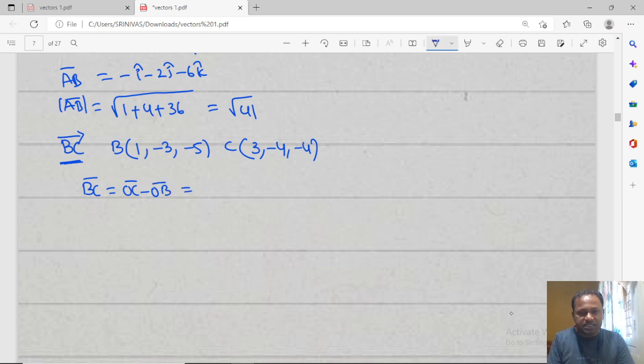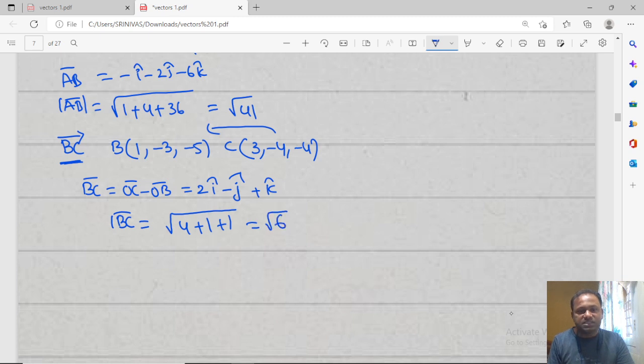OC minus OB is equal to, from here to here. So what we get? 3 minus 1, 2 i cap; minus 4 minus into minus plus 3, minus 4 plus 3 value, minus 1 j cap; minus 4 plus 5, minus 4 plus 5 will be 1 k cap. So the answer will be mod BC bar is equal to under root of 2 square 4 plus 1 plus 1. How much? Root 6.